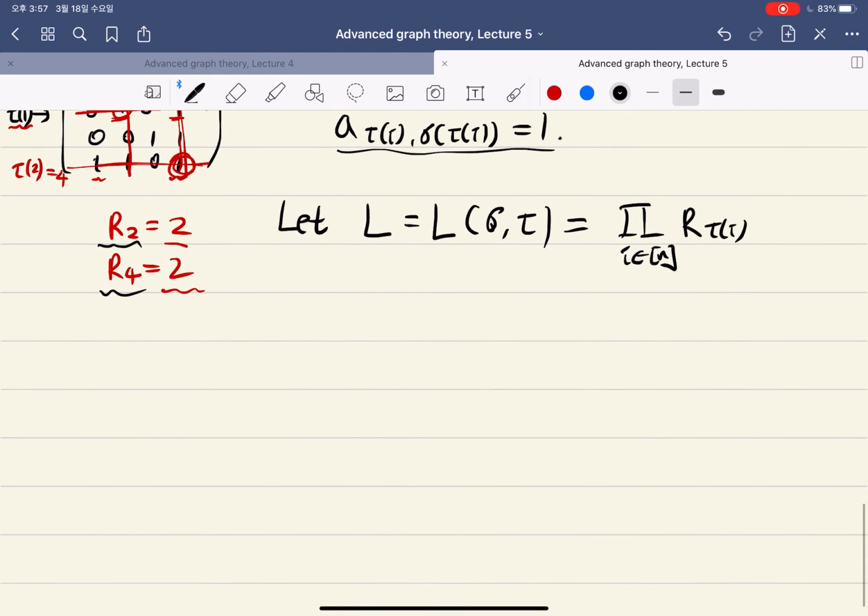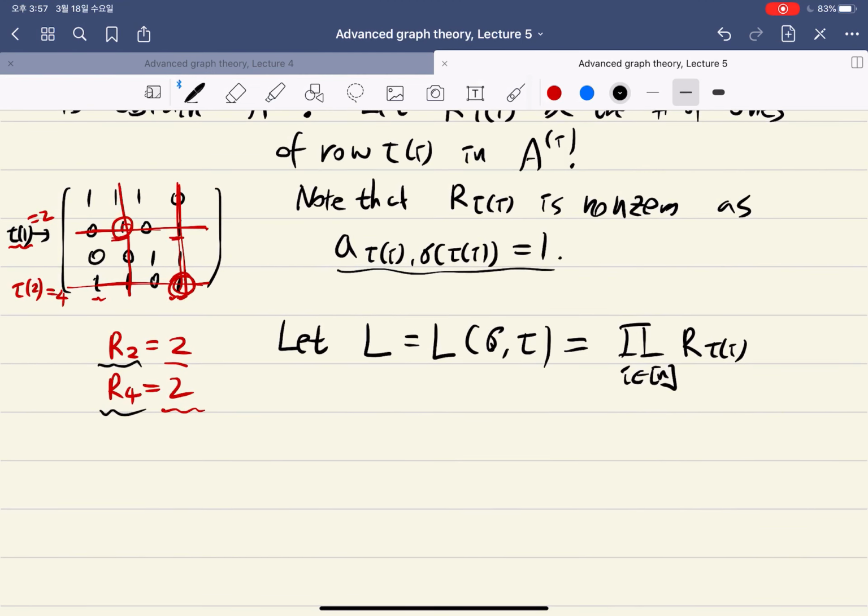And what we will claim is that this L provides an estimation of the permanent A.